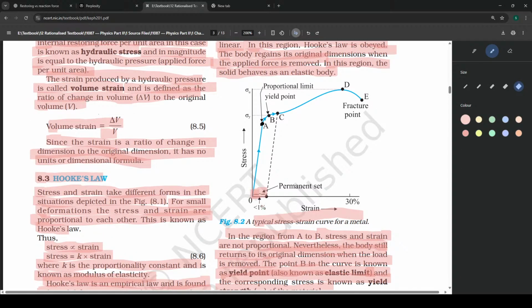This distance from O to this point, let's assume it is some G, O to G. This O to G is a permanent set which is less than 1% of the total length of the body. Till less than 1%, the strain will be directly proportional, but after it crosses a certain limit, it will cross the elastic limit and will not be able to come back to its original shape anymore.